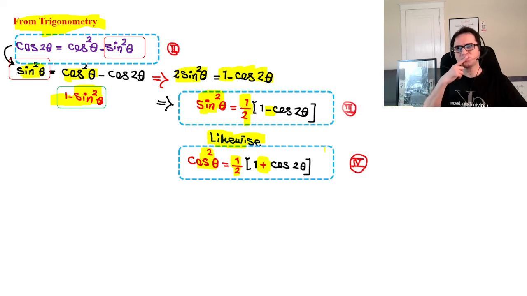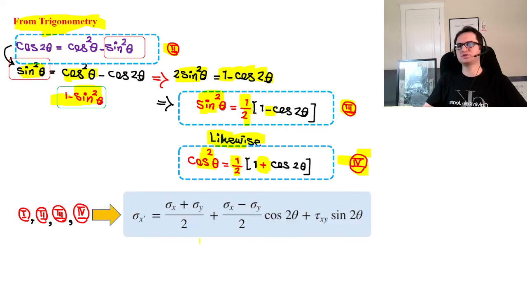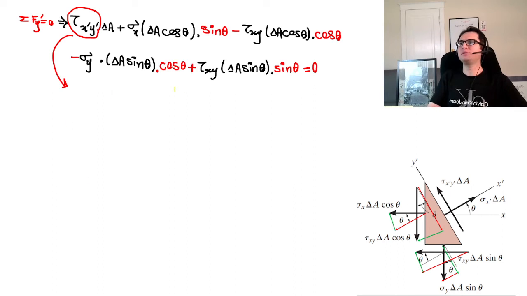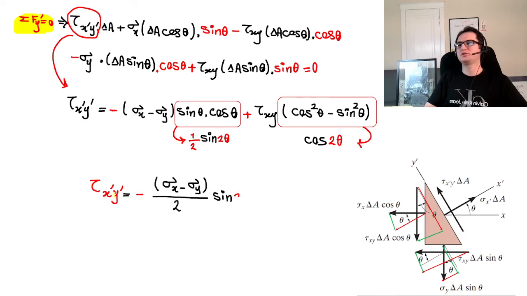If we call these equations 2 to 4, and add all those with each other, we get an equation for sigma x prime. If we do the same for sigma y prime, and do the same approach for the forces, you can have an equation for tau x prime y prime, which is this equation.